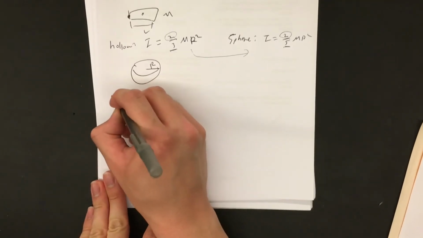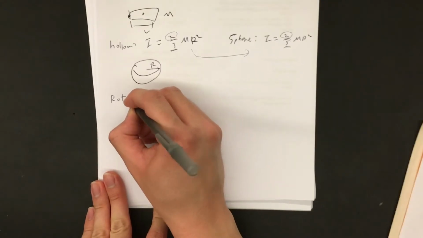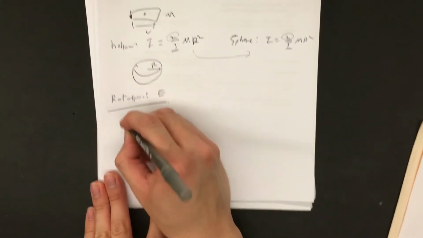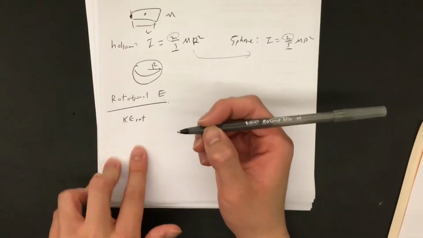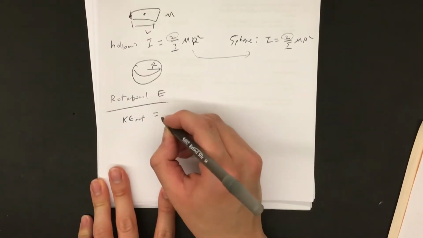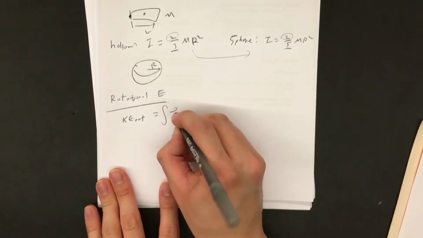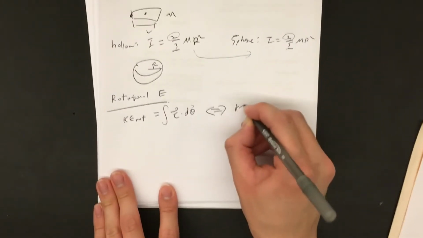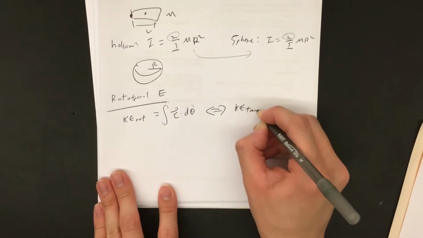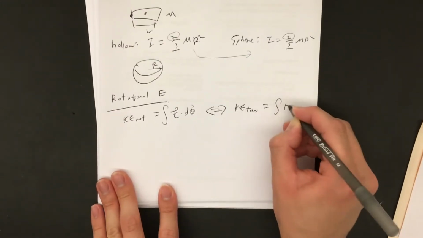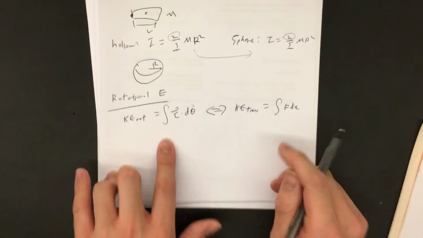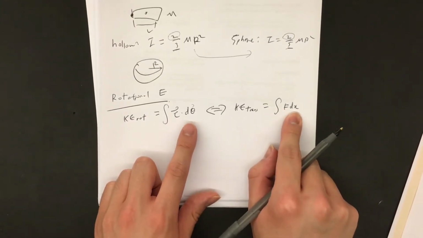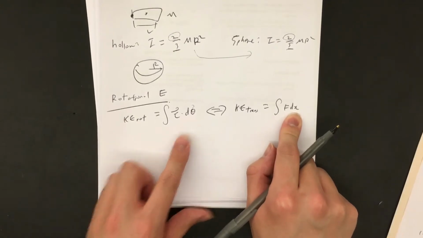Now, a rotating object has kinetic energy, in which rotational kinetic energy, which I'm going to denote as KE rotational, is equal to the integral of torque with respect to theta. And this is similar to how the kinetic energy in translational motion equals the integral of F dx, where we're integrating force, or here rotational force, with displacement, here angular displacement.